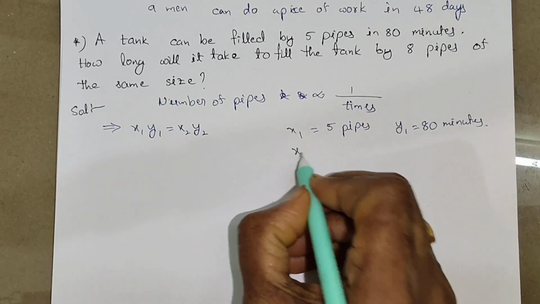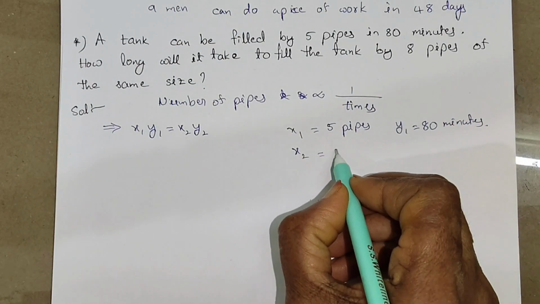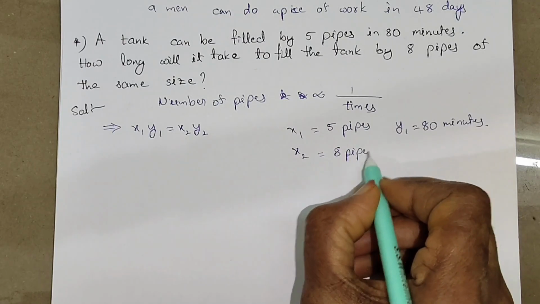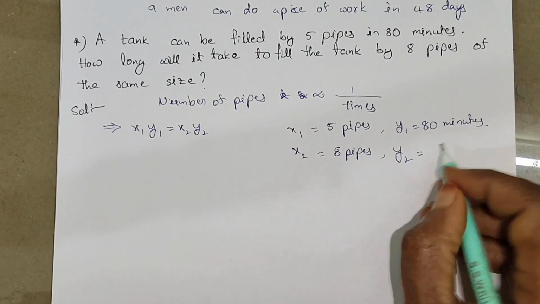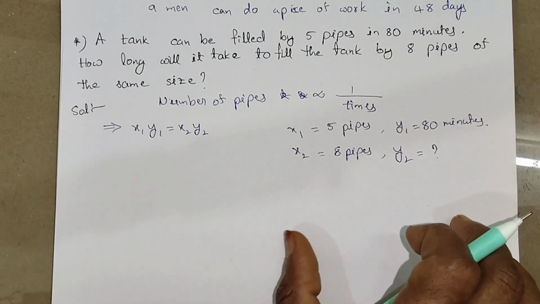80 minutes. Now here x2 is equal to a tank by 8 pipes. Here pipes are increased to 8 pipes. So we find y2. y2 is decreased. So these two are inversely proportional.